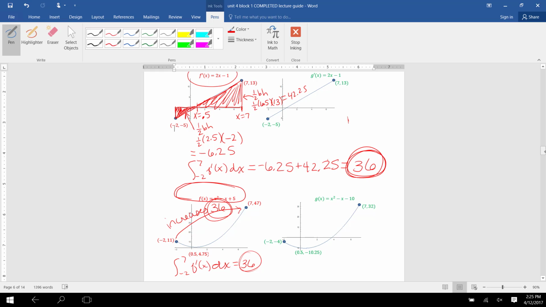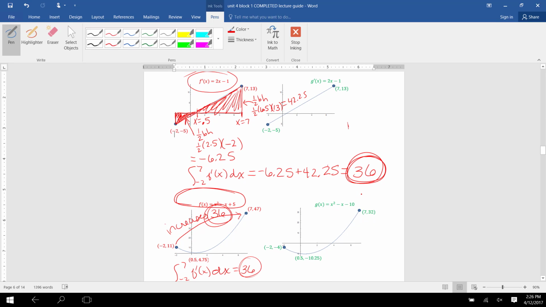On the right side of the page, we just have another example. Notice the difference in this green function on the right side of the page. We have a function g of x equals x squared minus x minus 10. It is the same thing as the red f of x function to the left. The only difference is that it is shifted down vertically. You notice it has the same shape. You'll also notice at x is -2, the y value is -4. At x is 7, the y value is 32.